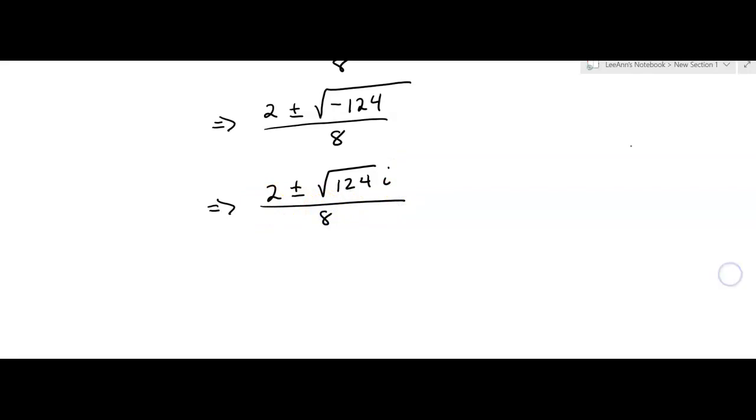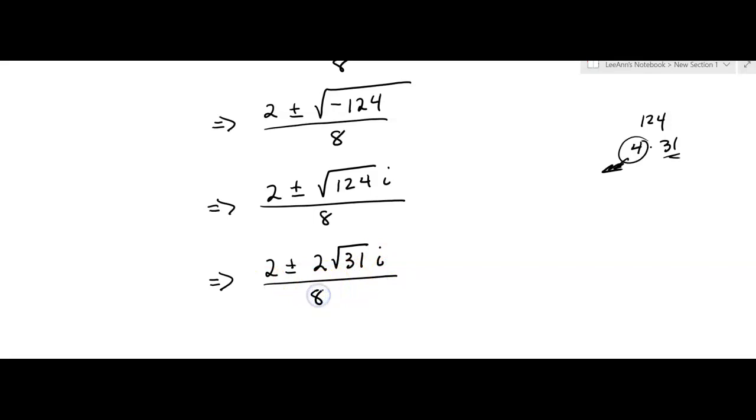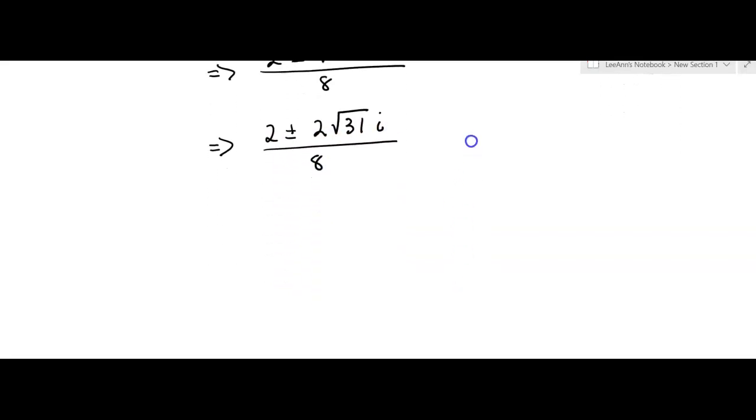But 4 is going to go into 124, right? Okay, so 4 times 31 is 124. Okay, the 4 we can take the square root of. Fortunately, 31 is prime, so we don't have to worry about that. All right. So then we have 2 plus or minus. I'm taking the square root of 4, which is going to be 2, square root 31, and then the i all over 8. Okay, but there's a little more.